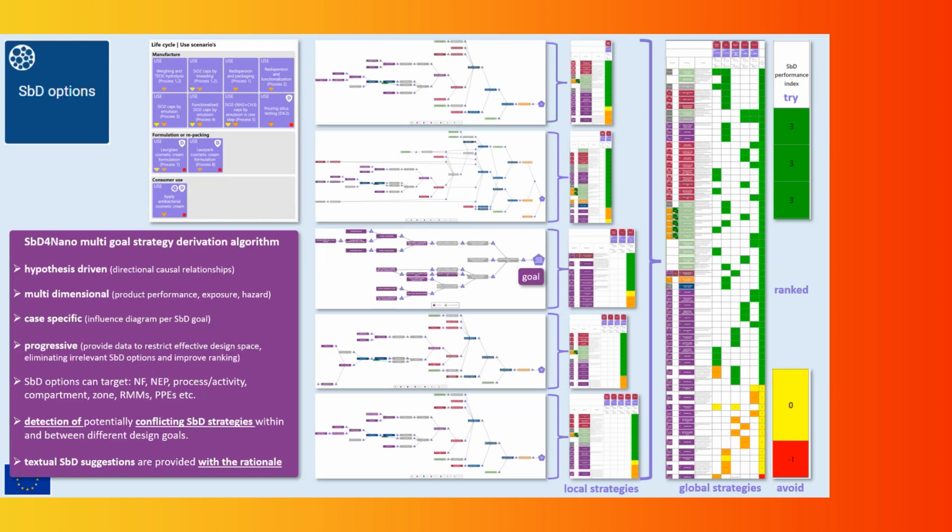Each of these strategies is a textual suggestion provided with the rationale behind it. So why does the tool make this suggestion? As a user, you can just say, okay, this is not relevant for me, but this is more relevant, and I try that first. And it is progressive. So if you provide additional information, like values or measured data, some of these alternatives might not be relevant anymore. It can also be that the design space you have is limited. So it doesn't make sense to go from a big room to an even bigger room. But it can make sense to go from a small room to a bigger room. That kind of design options are incorporated.